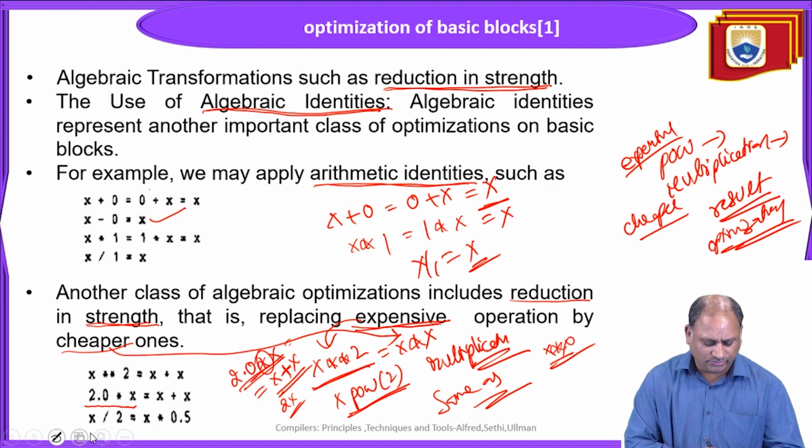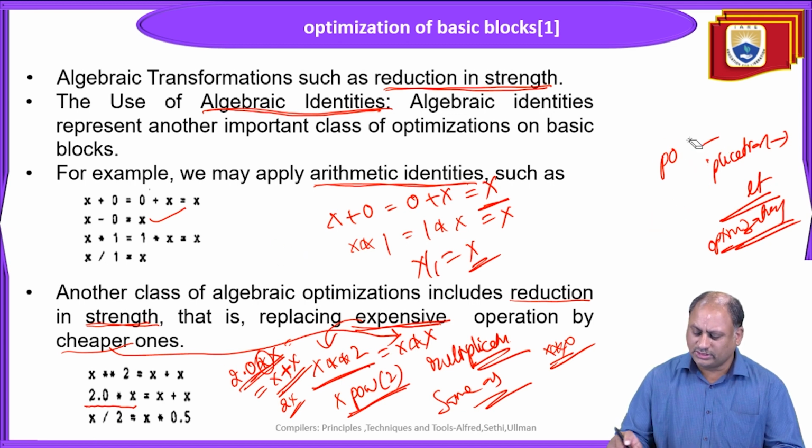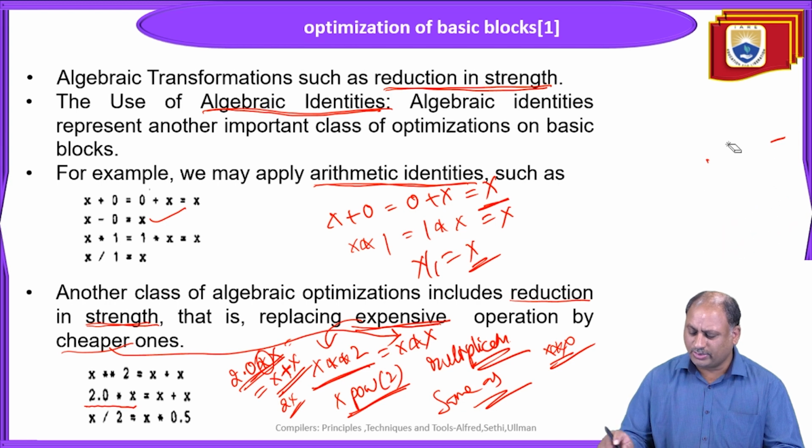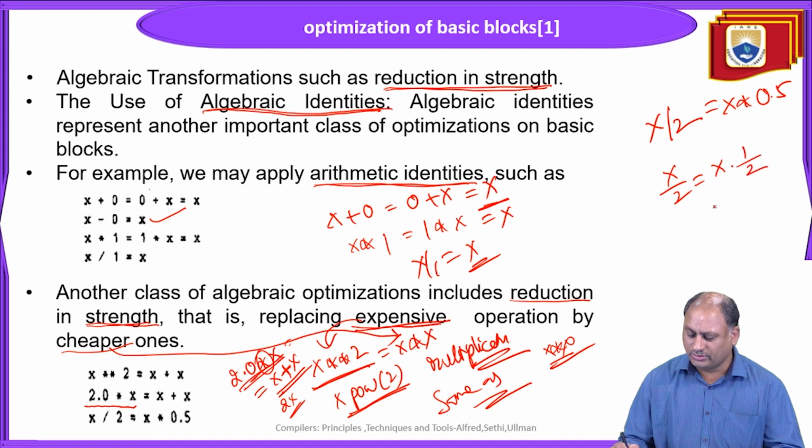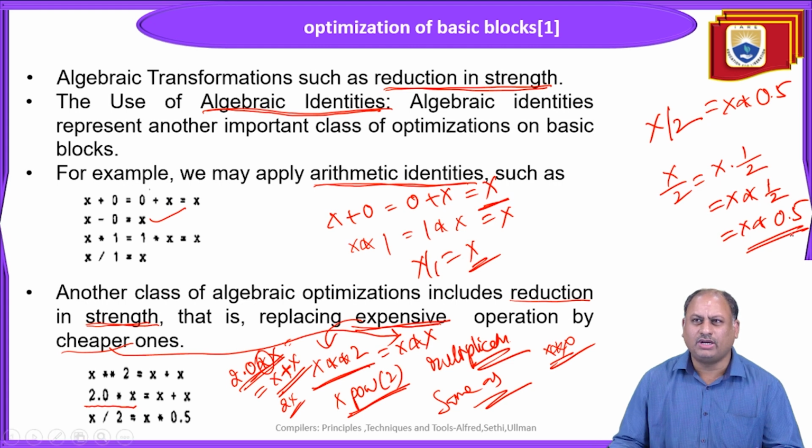Here is one more example. If you see x divided by 2, what is division? Division is an operation which is very difficult compared to multiplication. So x divided by 2 is equal to x into 1 by 2, and 1 by 2 means 0.5. So x star 0.5 is the same as x divided by 2.